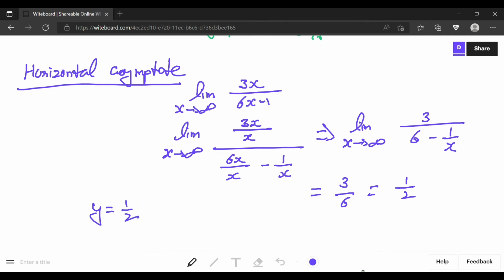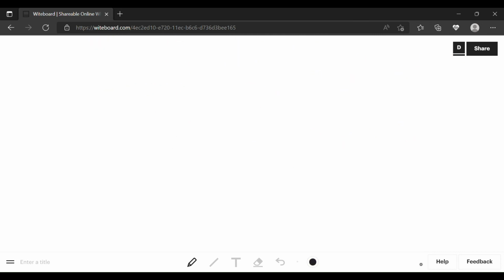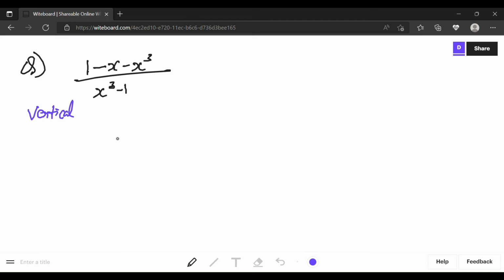Now, the last question of the day. Again, the question remains the same. Find the vertical and horizontal asymptote using the limits. And the function is 1 minus x cube upon x cube minus 1. So we know that for the vertical asymptote, this function will have the infinite value when the denominator is 0.